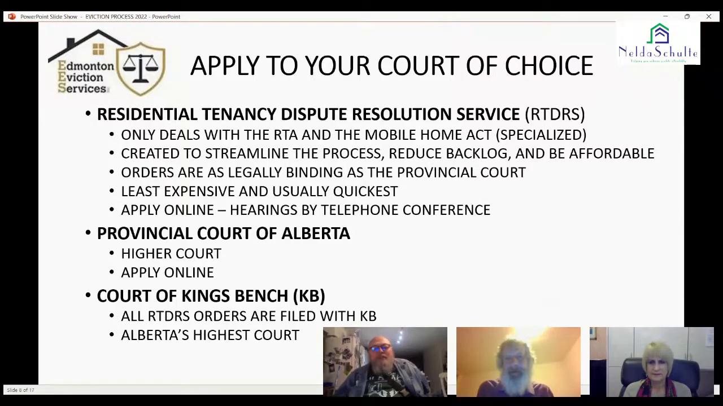It only deals with the Residential Tenancy Act and the Mobile Home Act, so it's very specialized. It was created in 2007 to streamline the process. There was a big backlog in the other courts, provincial and Queen's Bench, and it was taking months to get a hearing, and they're a lot more expensive than the RTDRS here. So the RTDRS not only was to reduce that backlog, but it was to make it more affordable for everybody, including landlords and tenants, to be able to bring their problems to justice, so to speak.